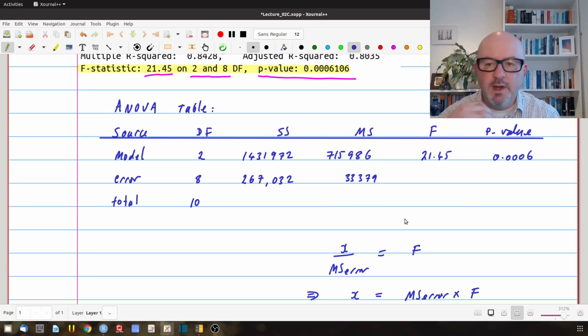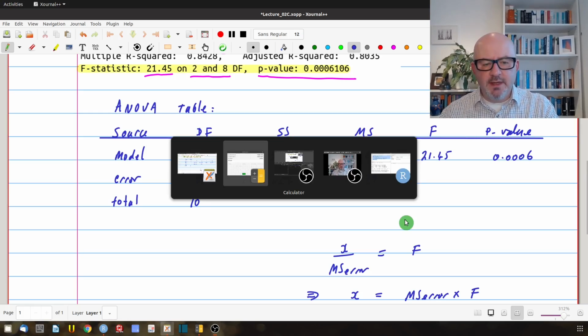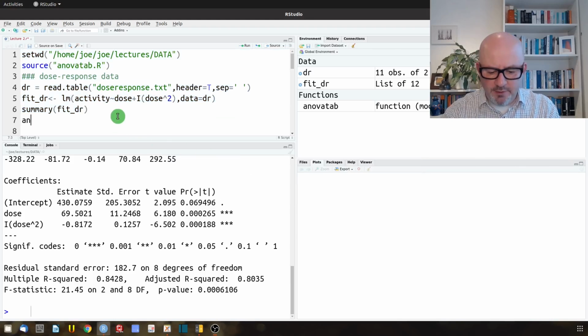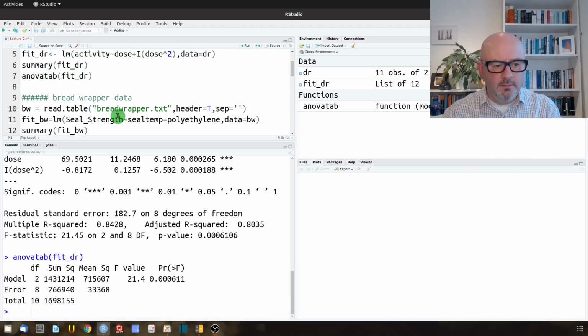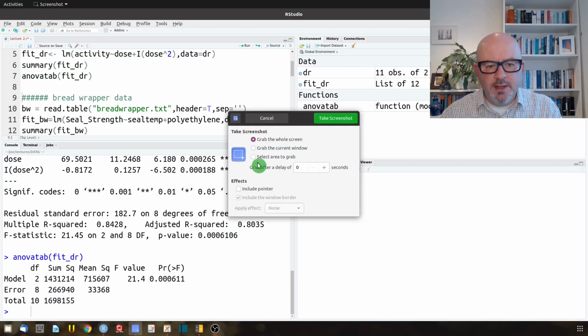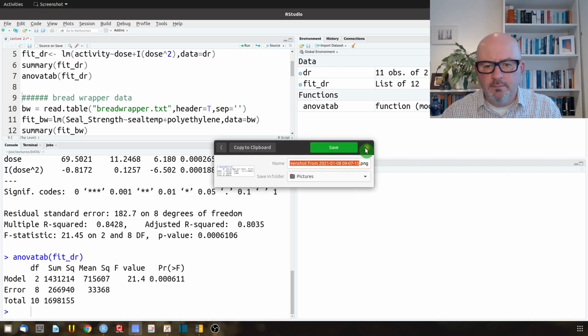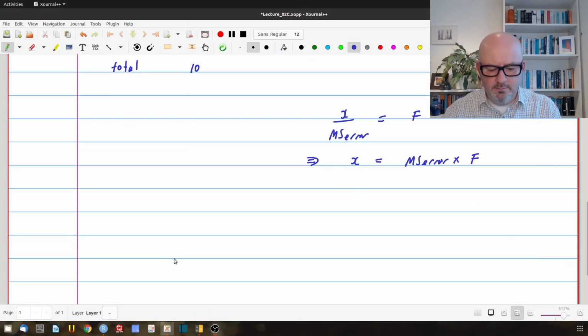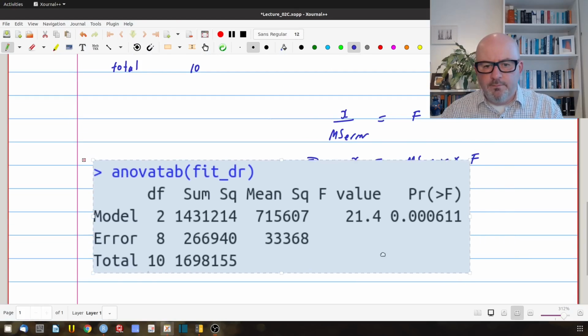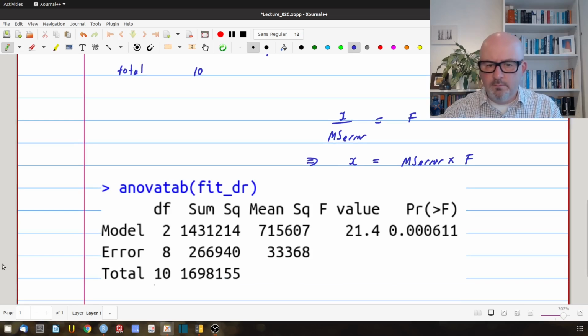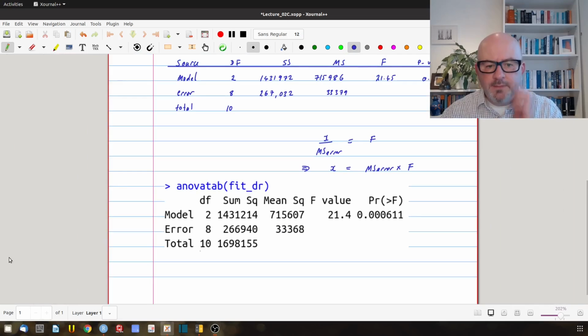And we can do this for the other models as well, the bread wrapper data, for example. We can do exactly the same thing for the LDL data. So all this is possible to do for any model. We'll go and check our answer by going back to R, and I'll use my ANOVA tab function. Let's copy and paste this in and just compare the two answers. Let's have a look. Yeah. So there's a little bit of rounding error going on here, but other than that, I think we're pretty accurate.